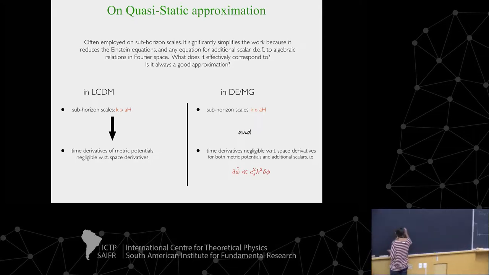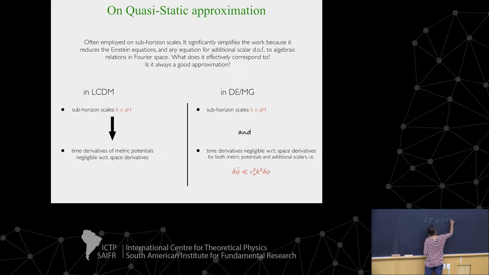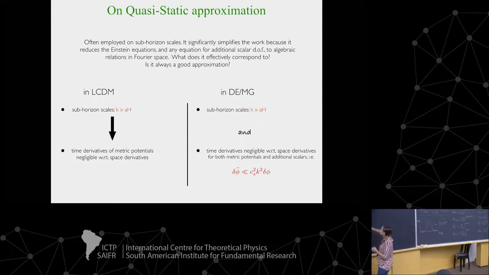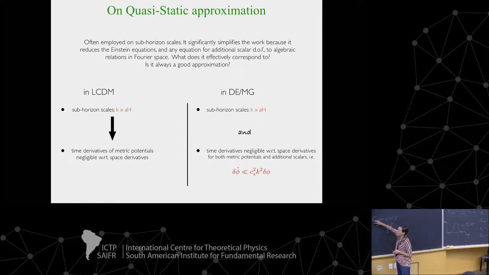So if you have a term like this in your equations, it will always be much bigger than terms like this, of course, because we are on sub-horizon, but also than terms like this, or these, where these are time derivatives of any type. So in here it's fine. You're using just the fact that you are on sub-horizon.